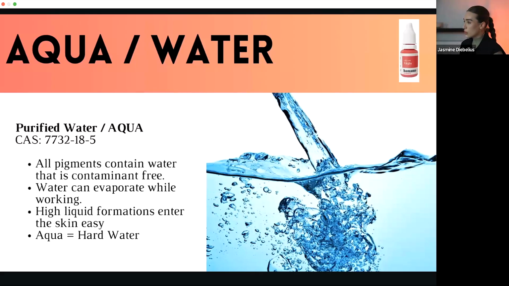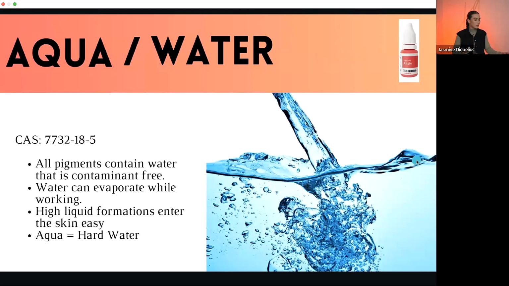So aqua is contained in pretty much all pigments. It's going to evaporate while you are working. So if you have a brand that has a lot of aqua in, you'll find that it dries out extremely quickly, especially in the pigment part, you'll find that it doesn't stay very wet. It does dry out very quick, and it will go into the skin extremely easy. If the brand says they have aqua in their pigment rather than water, that means it's hard water. Okay, so a brand that has quite a high aqua is Hanami. It does go into the skin really, really easy. But again, all pigments will have aqua in there. It just depends on the list of where it will be.